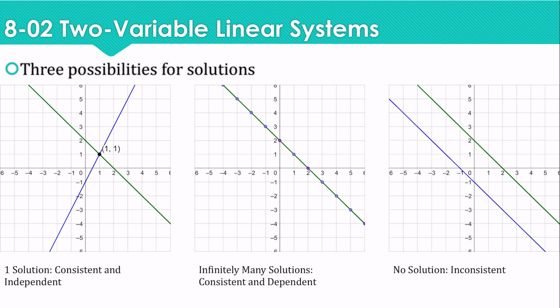Or you could have parallel lines. Parallel lines never intersect, so there is no solution. And this is called inconsistent.